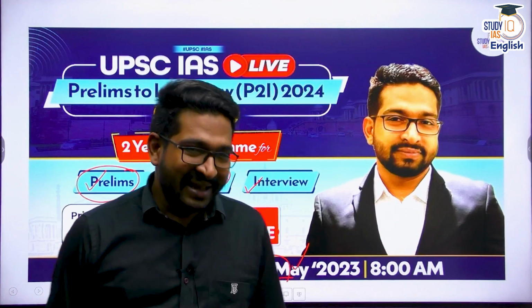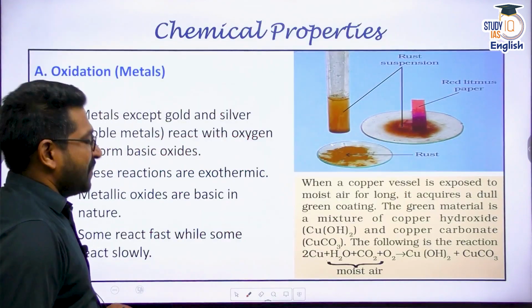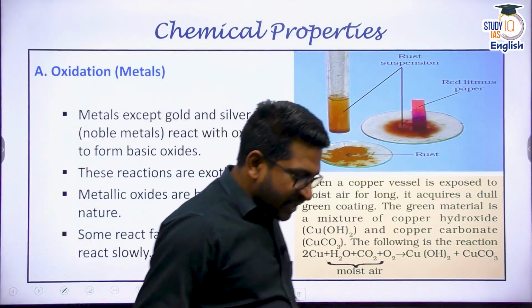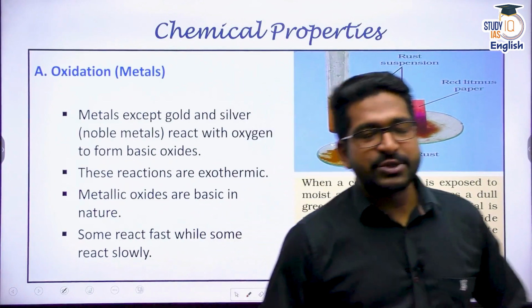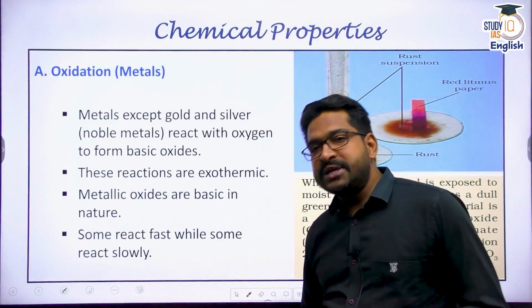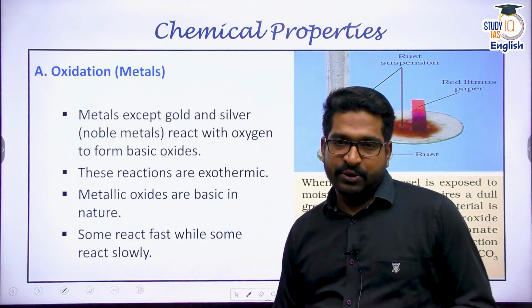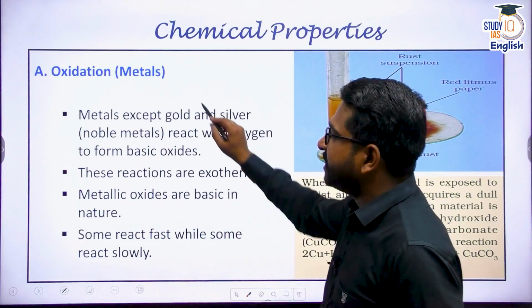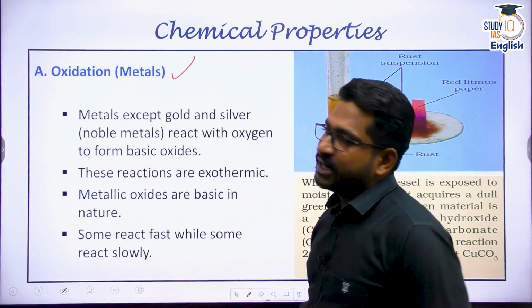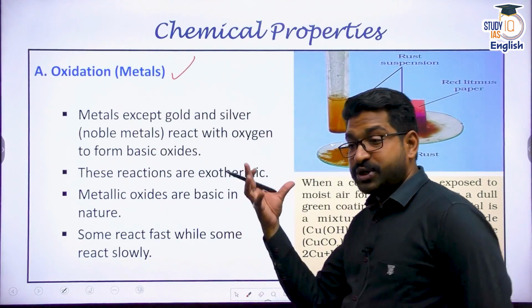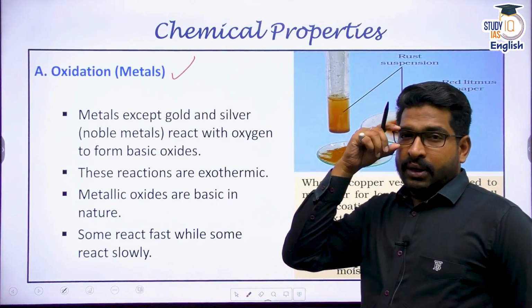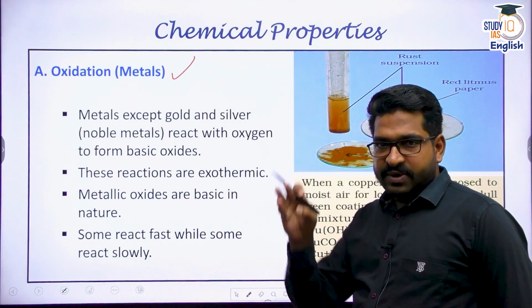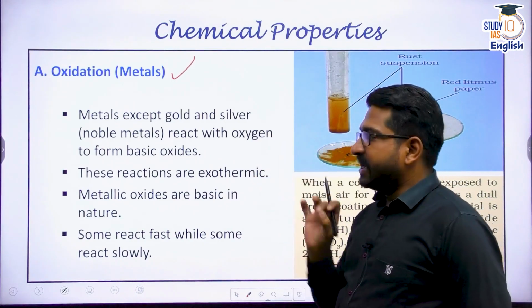Right, let's move on and talk about chemical properties. Till now, we ascertained some of the physical properties of both metals and non-metals. Now, let's talk about how these metals and non-metals behave in a chemical reaction. The first aspect we are going to understand is when they react with oxygen, oxidation. We know oxygen is present everywhere. In the atmosphere, we have nitrogen 78%, we have oxygen 21%. So, oxygen is available everywhere.